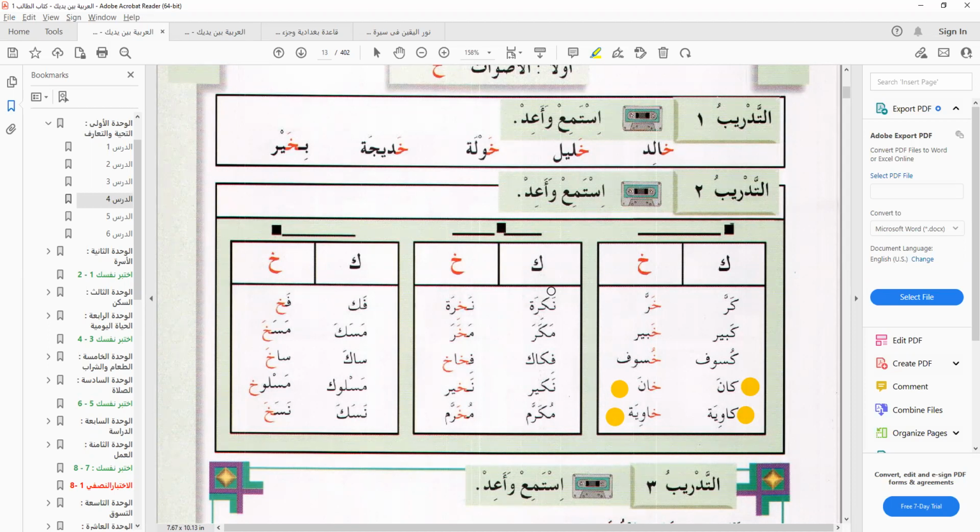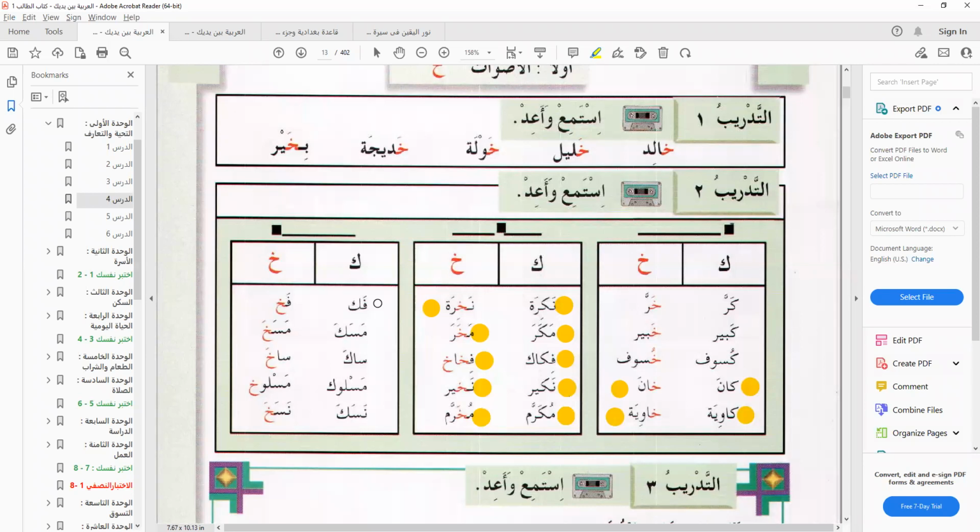To the second group. We have nakira. Excuse me. We have nakira. Here we have nakhira. Makaro. Makhara. Makaro. Makhara. Fikakun. Fikhakun. Nakirun. Nakhirun. Mukarramun. Mukharramun.